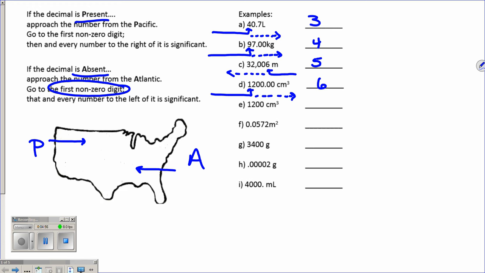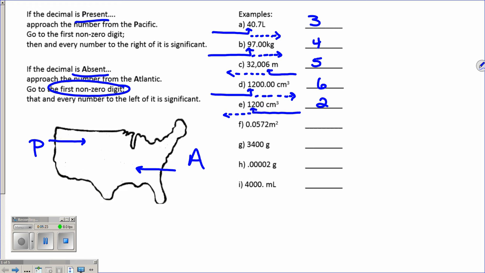Letter E is the same value in magnitude, 1200. However, our tool is different, and we know that because there's no decimal place. So with the decimal being absent, we're going to come from the Atlantic. We don't start counting until we get to the first non-zero digit, and that's the 2. That number and everything to the left of it is significant. So this value has 2 significant digits.